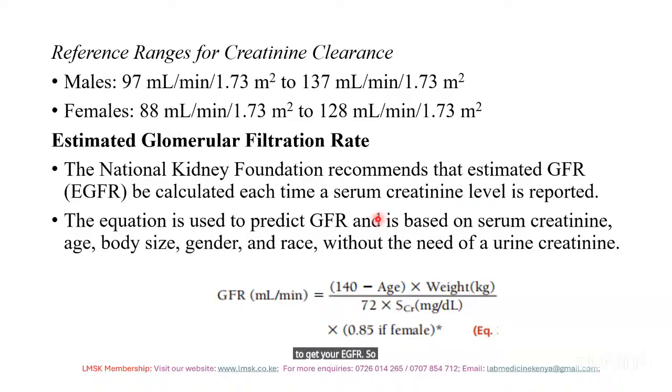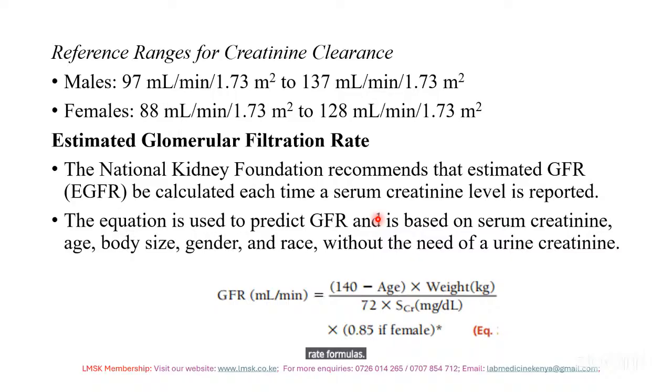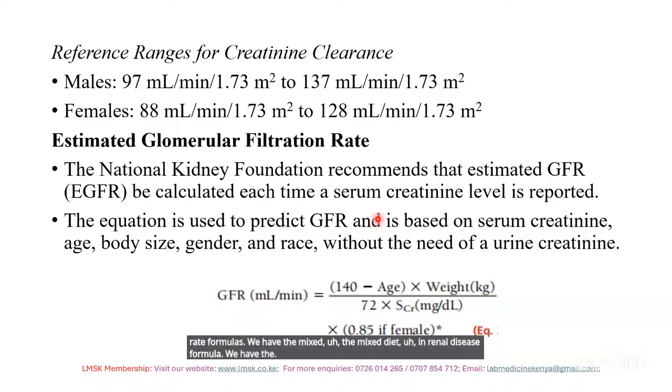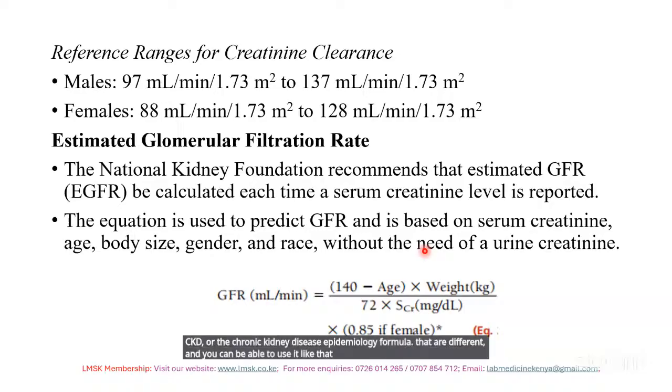So if you Google around the websites, you will find the estimated glomerular filtration rate formulas. We have the Modification of Diet in Renal Disease formula. We have the CKD, or the Chronic Kidney Disease Epidemiology Collaboration formula, that are different, and you can use it like that and reference your calculation to a particular formula because they are different.